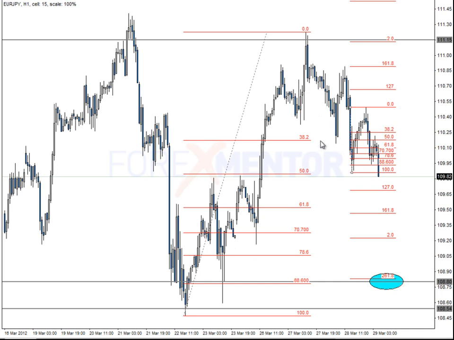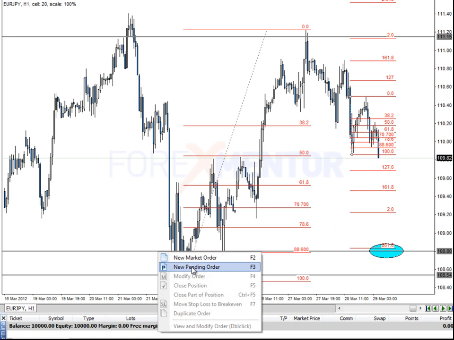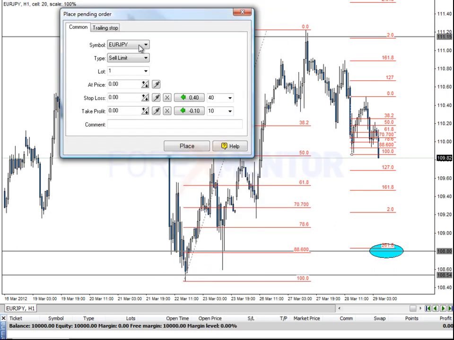If it's a 38 to sort of in between the 1562 or 618, I look at the 886 for the bat. Okay, if it's a 618, I look at the Gartley. Okay, so pretty straightforward. Now we get over to our platform, we go into our new pending order. So we want to put a buy limit.